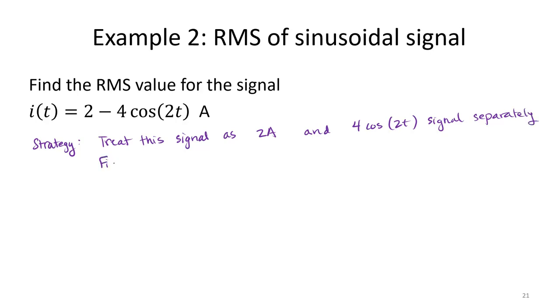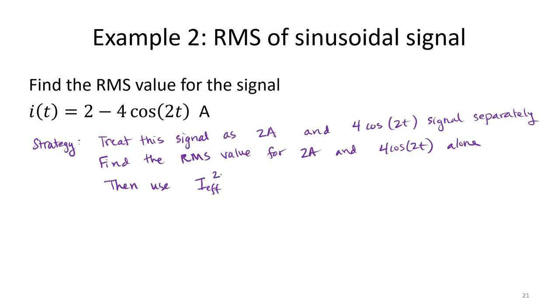What we can do is find the RMS value for the 2 amp and 4 cosine 2t alone, and then look what we can do. We can write that our I effective squared must be equal to the I effective of the 2 amp signal squared plus the I effective of the 4 cosine 2t squared. And so by taking the two signals alone, we can plug them into this general equation and find the RMS value of the sum.